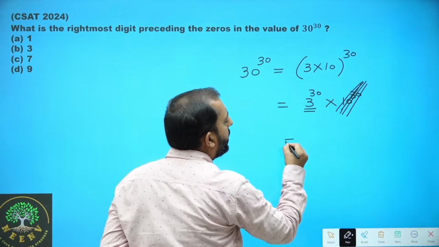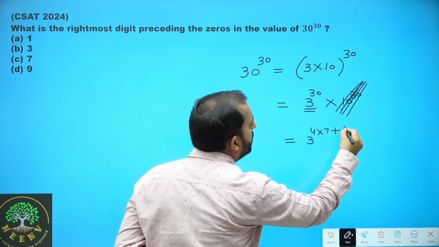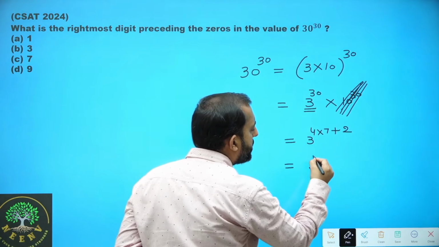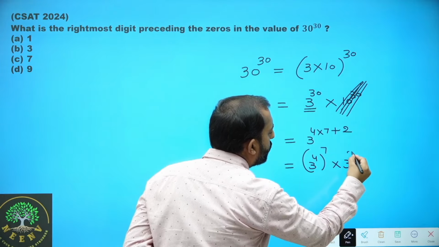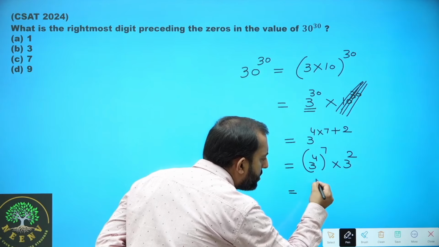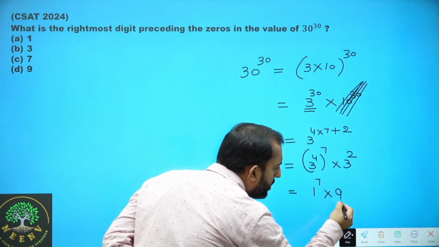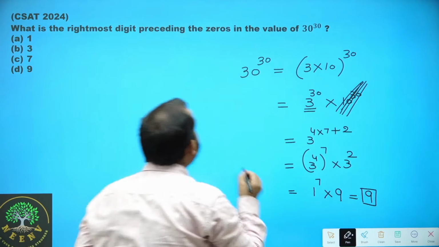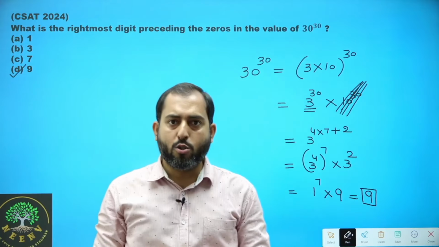3 power 30 can be written as 3 power 4 into 7 plus 2, which can further be written as 3 power 4 whole power 7 into 3 square. Now 3 power 4 will produce 1 as the unit digit, so it becomes 1 power 7 into 3 square, which will produce 9 as the unit digit, and the ultimate unit digit comes out to be 9. Hence the answer to this question is option D. I hope guys you have understood it. Thank you.